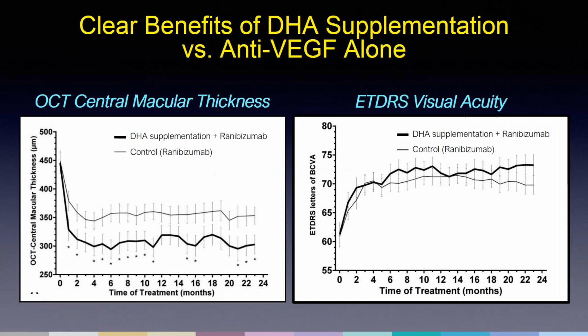And what they found is illustrated in these graphs. On graph left, the lighter colored line, the lighter gray, is the control group. These are people who were receiving ranibizumab alone. And then the darker line was the ranibizumab plus the DHA supplementation. And what you see is an earlier and more dramatic decrease in the central macular thickness on OCT.